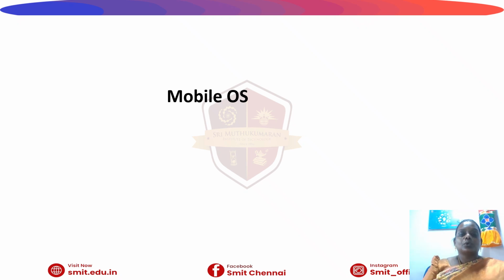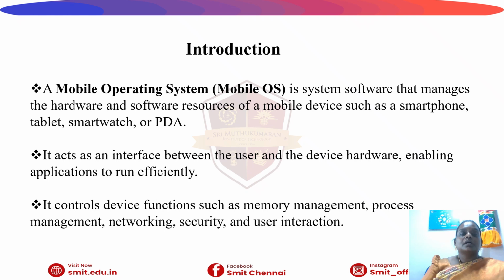Today's topic is mobile OS. What is a mobile OS? A mobile operating system is a system software that manages the hardware and software resources of mobile devices such as smartphones, tablets, smartwatches, and other portable devices. It provides an interface between the user and the device hardware while supporting mobile applications. It enables applications to run effectively. And it controls device functions such as memory management, process management, networking, security, and user interaction.